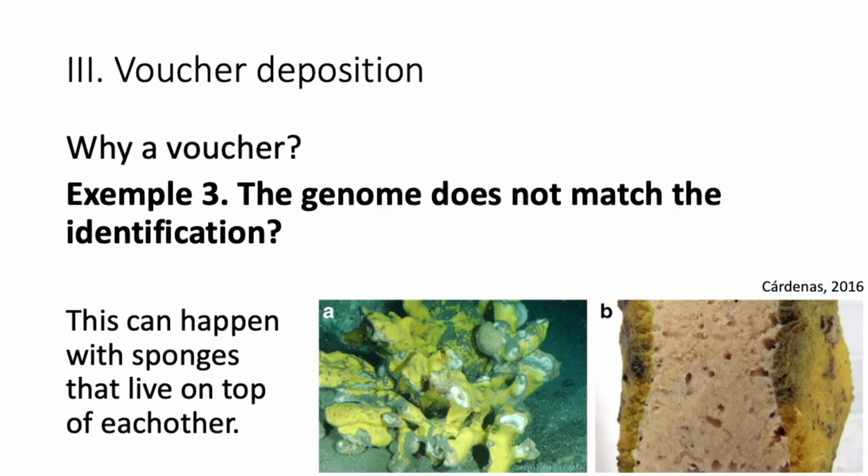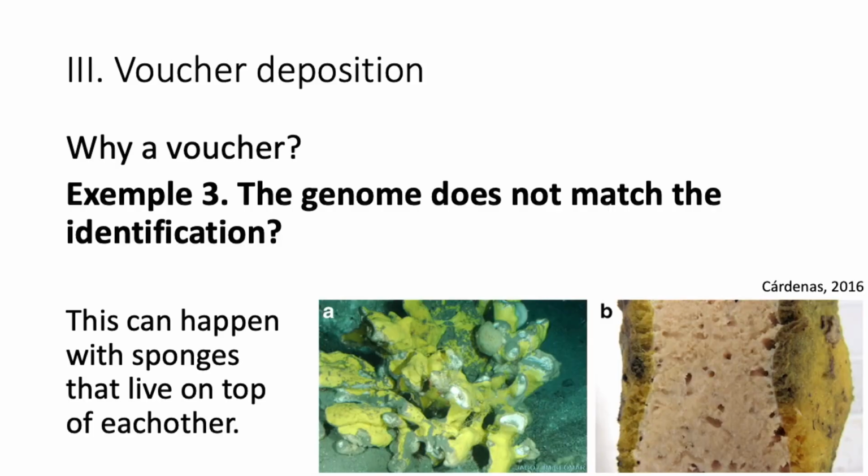A third example is the one of sponges, and I think it pretty much shows what often happens either in tropical environments or in marine environments where a lot of our organisms grow on each other. And if you don't pay attention, you could actually sequence not just one organism, but 2. And you cannot actually be sure what you sequenced.